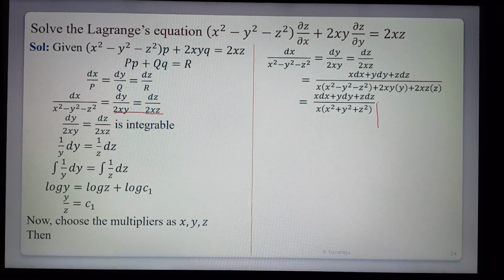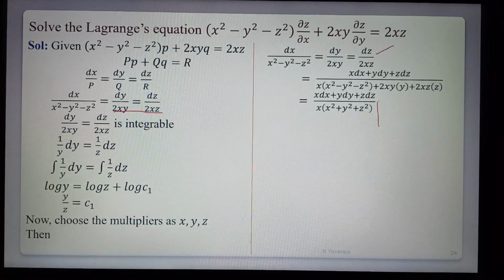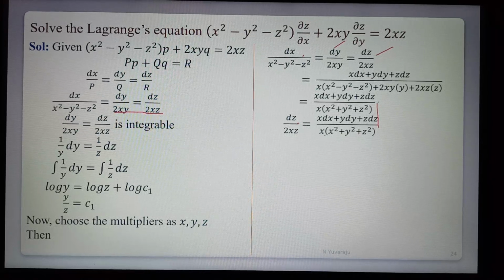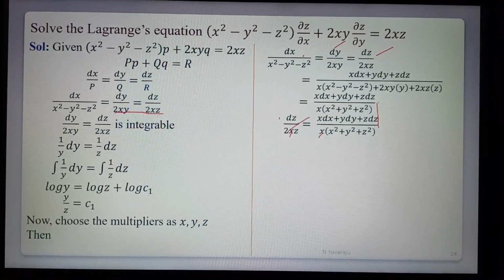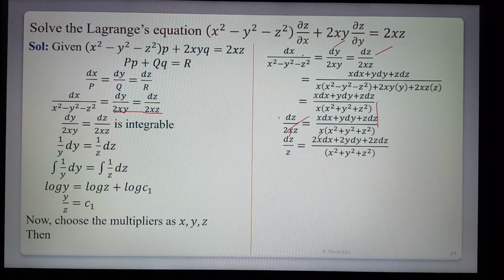So this set is equated to any set of the auxiliary equation, and we must find the solution using any one set. Clearly, choosing the third set: dz/(2xz) = (x dx + y dy + z dz)/(x(x² + y² + z²)). Here x cancels on both sides, and the 1/2 on the left side goes to the right side as 2, that is dz/z = (2x dx + 2y dy + 2z dz)/(x² + y² + z²).